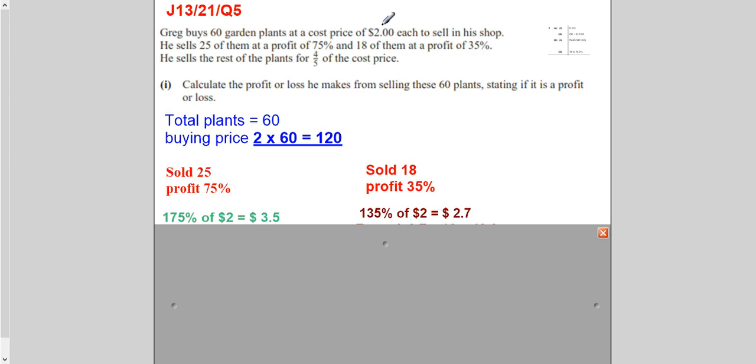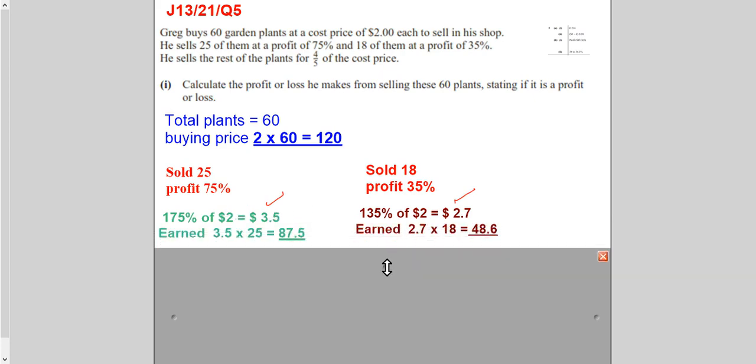So first of all, I'm calculating what is 175% of $2. I got here $3.5. And then I'm calculating what is 135% of $2? Because he is selling each plant at this new price, right? So 18 plants he sold each at $2.7, and 25 plants each he sold at $3.5. So let's see how much he received from these two sales, right?